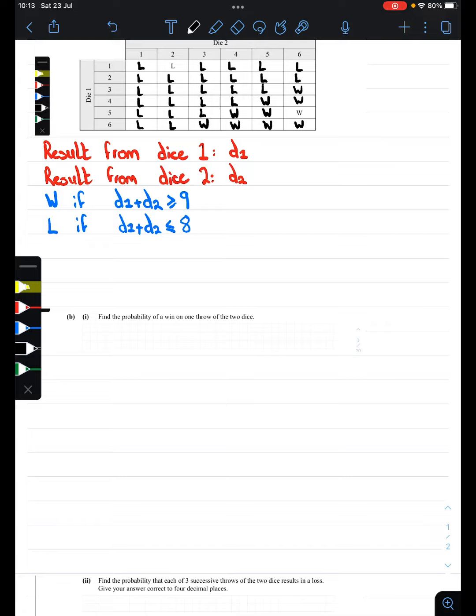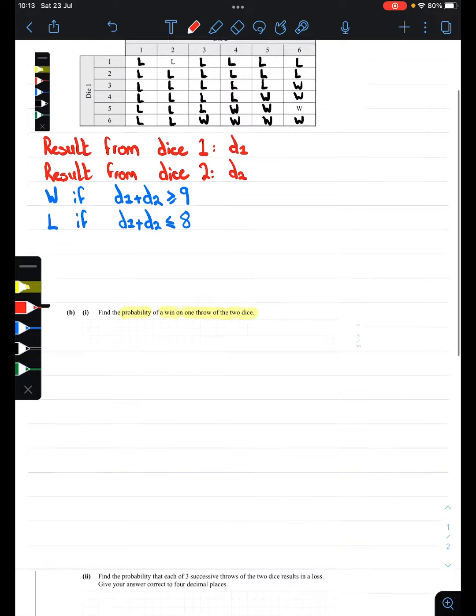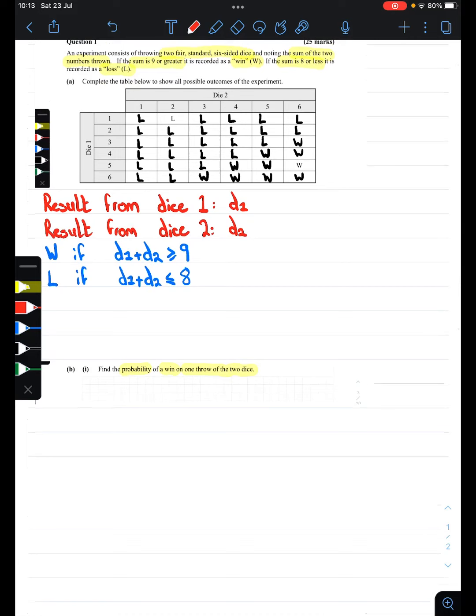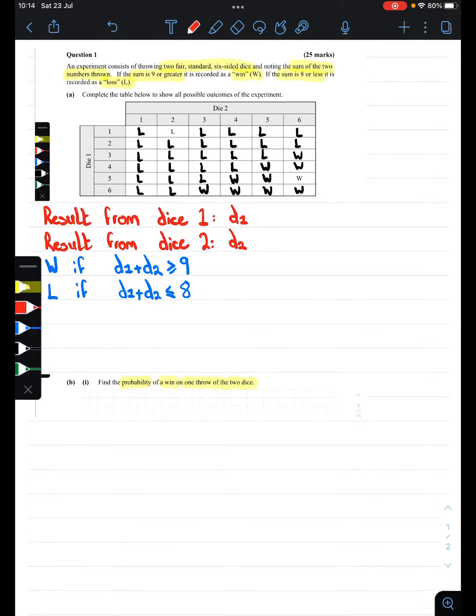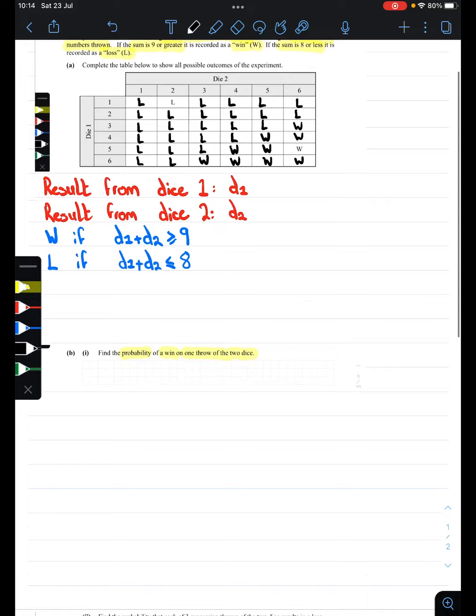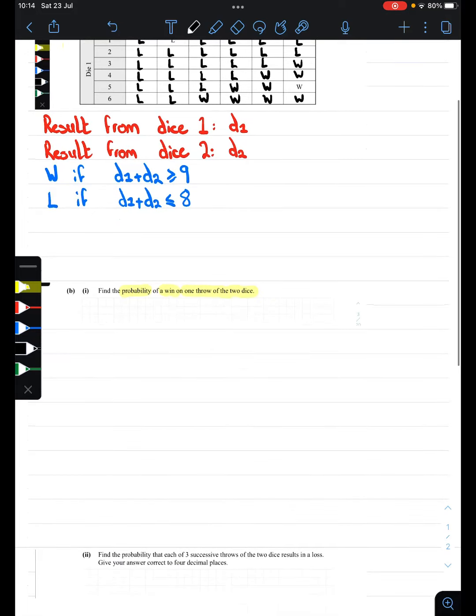Find the probability of a win on one throw of the two dice. So a win on your first try. The trick here is to realize that all the outcomes in these boxes in the table are equally likely because there's only one way each can happen. So the chance of die 1 being a 4 and die 2 being a 2 is the same as die 1 being a 6 and die 2 being a 6. All these things are equally likely.